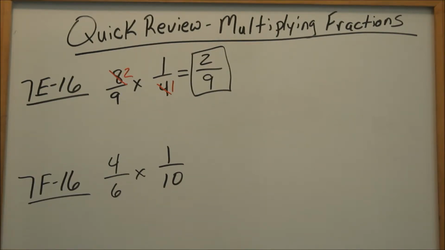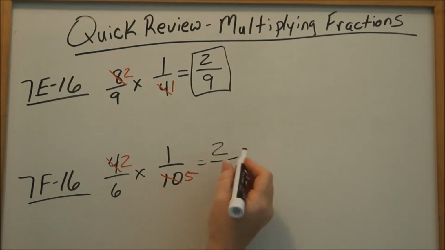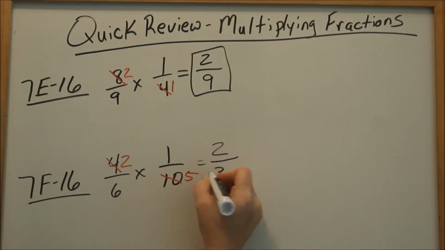Look at 7F number 16. 4/6 times 1/10. 1 and 6, can't reduce that anymore, but 4 and 10, I can reduce them both by 2. So doing 4 divided by 2 is 2. 10 divided by 2, that becomes a 5. Okay, now you just multiply straight across. 2 times 1 is 2. 6 times 5, 30. And I can reduce again.